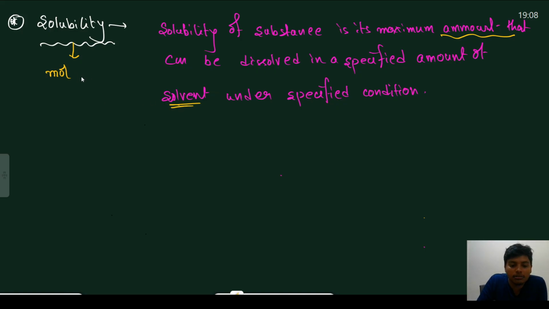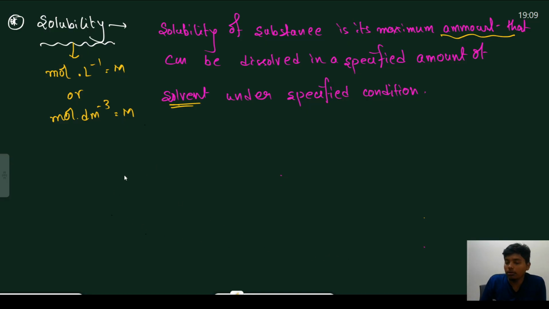That will be in liter. Yes or no? Mole per liter or mole per dm cube. Clear? Decimeter cube. Or this is known as molality also. Clear? Understood this thing?